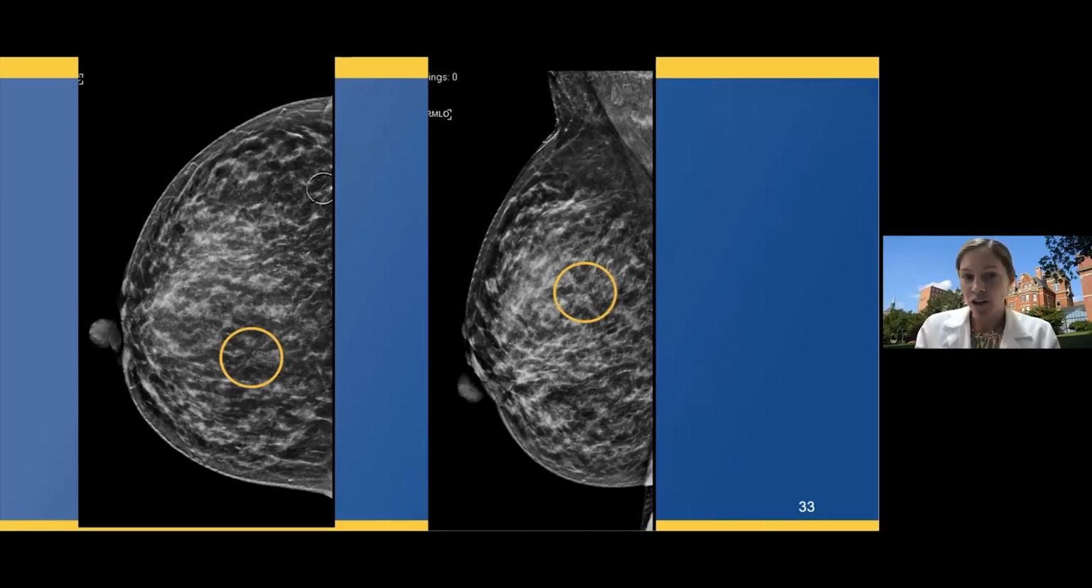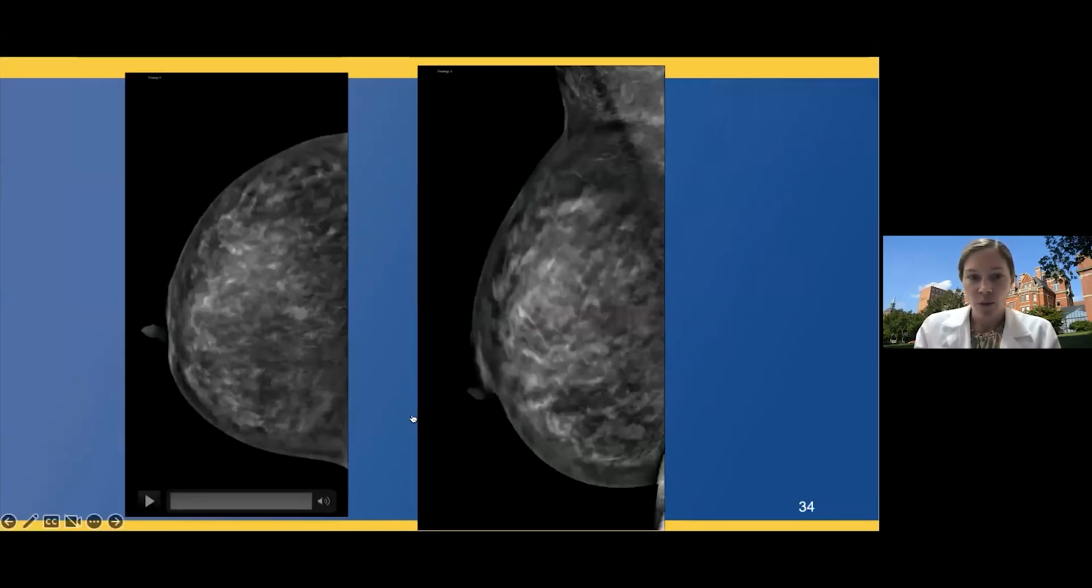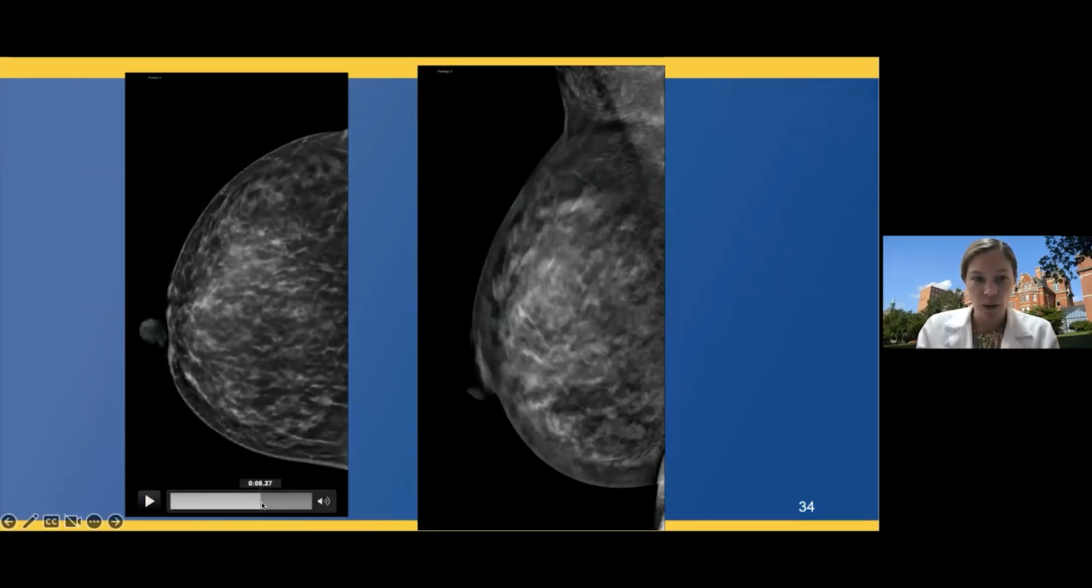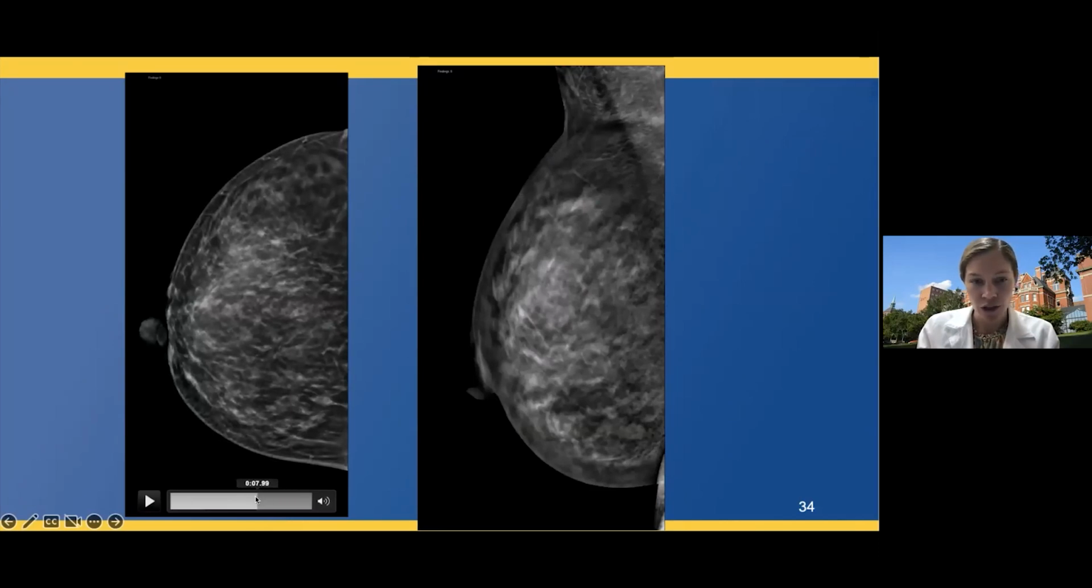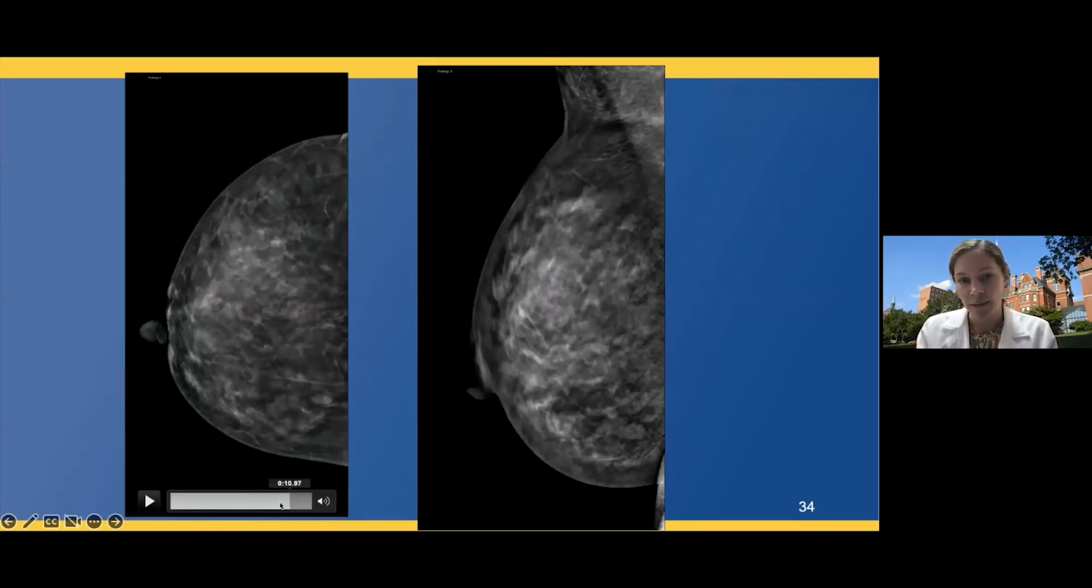So this is a subtle architectural distortion in the upper, slightly inner right breast. While it is very subtle on the 2D image, I'm now going to show it on the 3D image, and I think it's much less subtle here. So let me pause so I can circle it. So here's the distortion. It's very hard to see on the 2D image, but the 3D really allows us to scroll through and see that that's a true distortion in her breast that needs to be further evaluated.